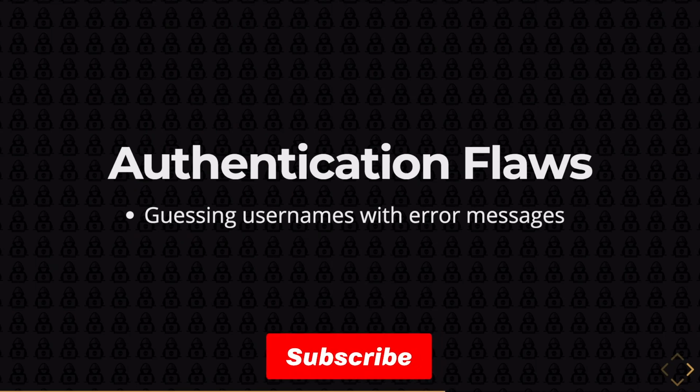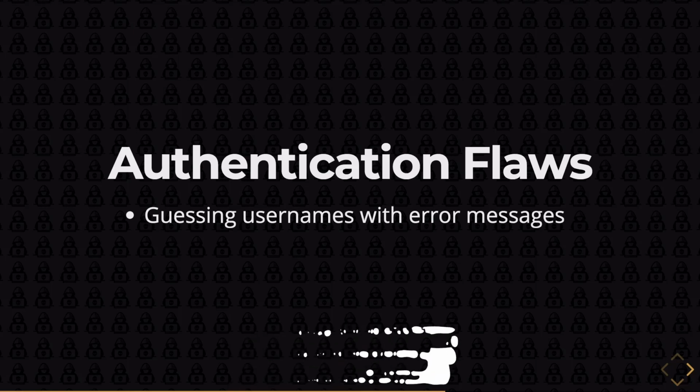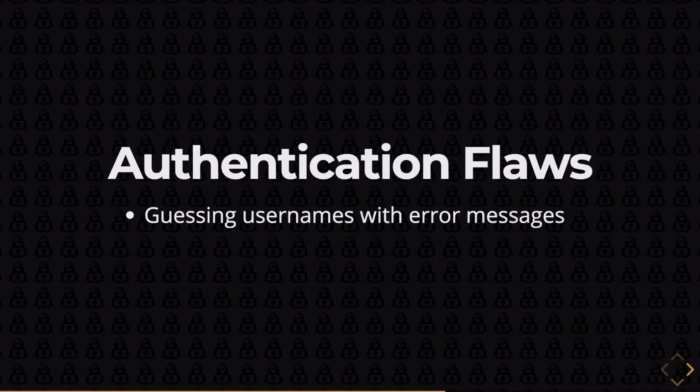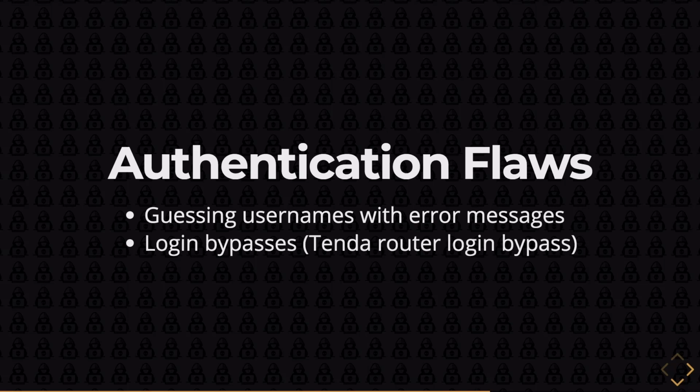So for example, the first one I can think of is guessing usernames with error messages and different sorts of messages, which is one of the most common flaws, I would say, in authentication mechanisms. And I'll just show you one example real quick after this. There are login bypasses as well for authentication systems, which is a whole other deal, but it still happens, right?